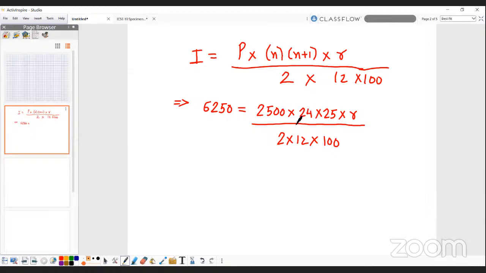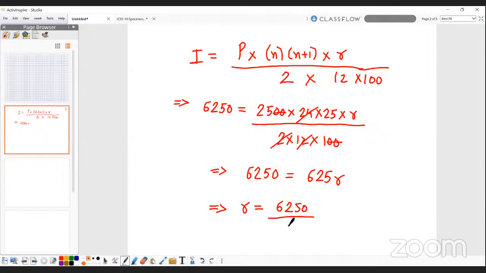24 is 2 into 12. So these three things will cancel each other. The zeros will cancel this. So you will get 6250. I hope each one of you knows that 25 square is 625. So this is equal to 625 R. So the rate R will be equal to 6250 upon 625, which is equal to 10% per annum.